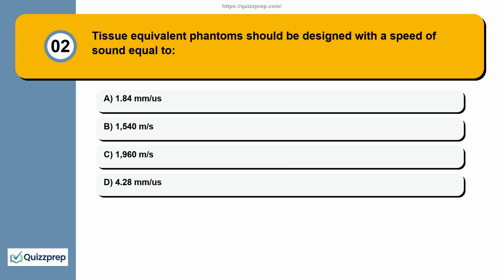Question 2. Tissue equivalent phantoms should be designed with a speed of sound equal to 1.84 mm/s, 1540 m/s, 1960 m/s, or 0.28 mm/s.